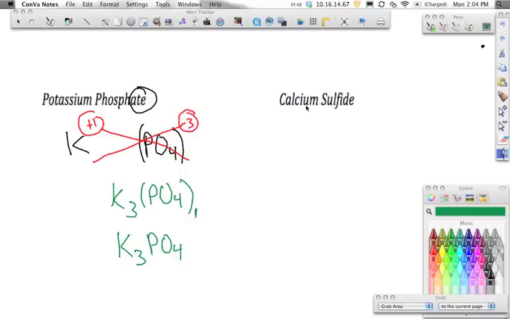Alright, let's move on to our next one. We see that we have calcium sulfide. Again, calcium is a metal, so we're going to have an ionic compound, so we're going to crisscross. The first thing that we do is write the symbol. Calcium is Ca. Sulfide, since it ends in that IDE ending, I know that it's going to be sulfur, so I just write an S.